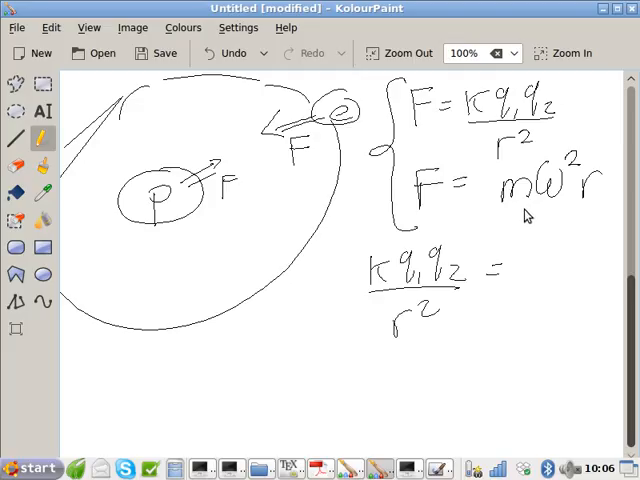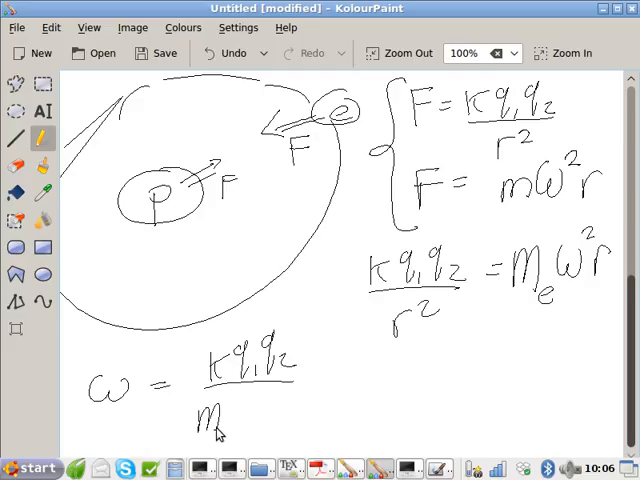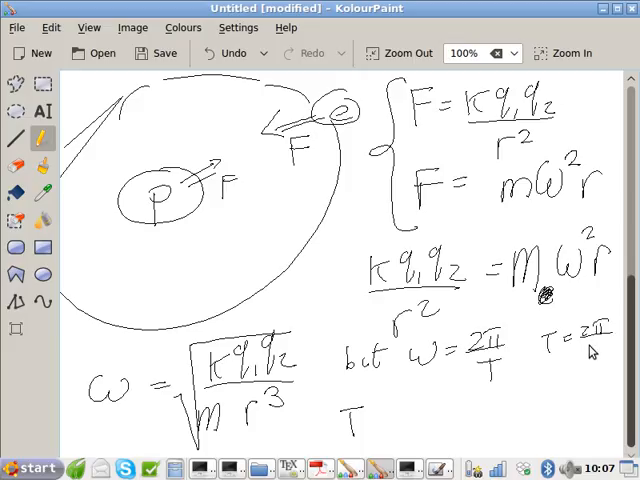Is this the mass of the electron or the proton? Very good. Mass of the electron, because that's the one that's moving. So omega equals the square root of k Q1 Q2 over mass of the electron times r cubed. But what does omega equal? Omega equals 2 pi over T. So that means T equals 2 pi over omega.